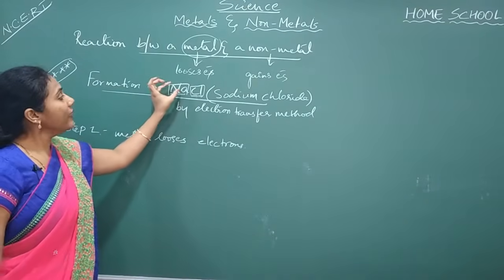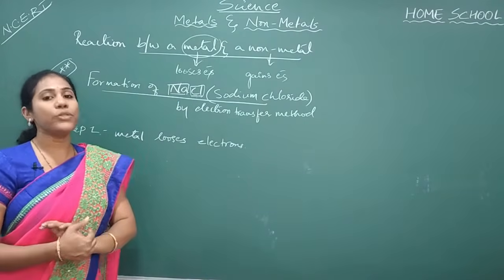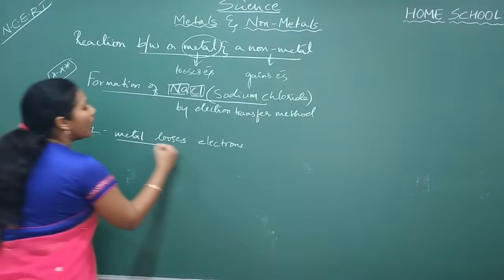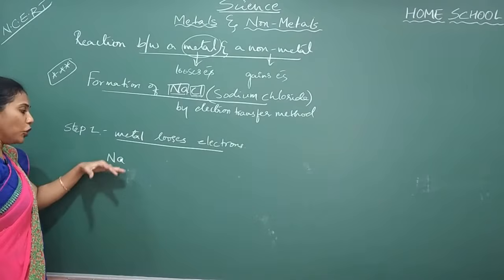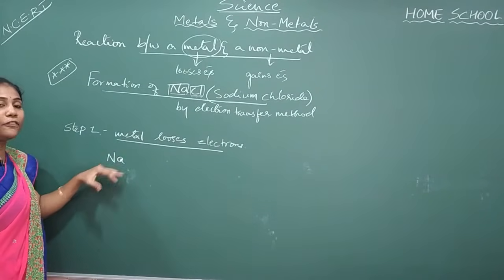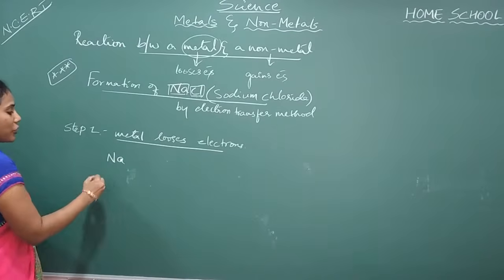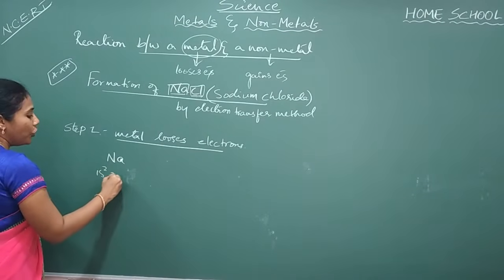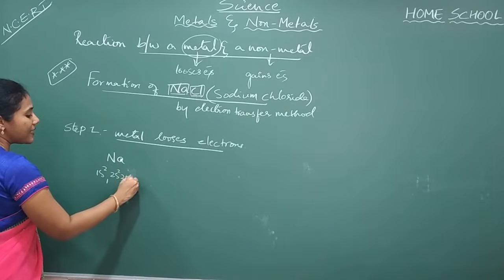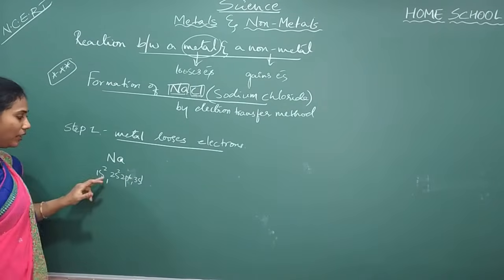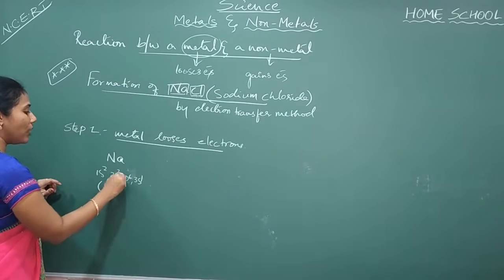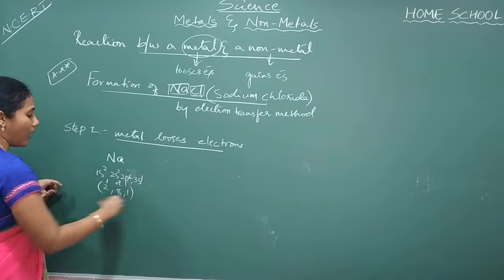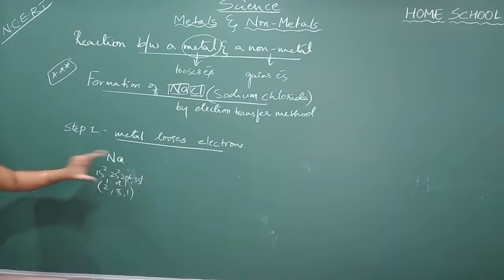So now who will lose the electrons? Sodium will lose the electrons. Write its formula, sodium. Below sodium, write its electronic configuration. What is the electronic configuration of sodium? 1s2, 2s2, 2p6, 3s1. Yes or no? And if you are getting confused, you can follow your normal method: 2, 8, 1. Yes or no? So this is the electronic configuration of sodium, atomic number 11.